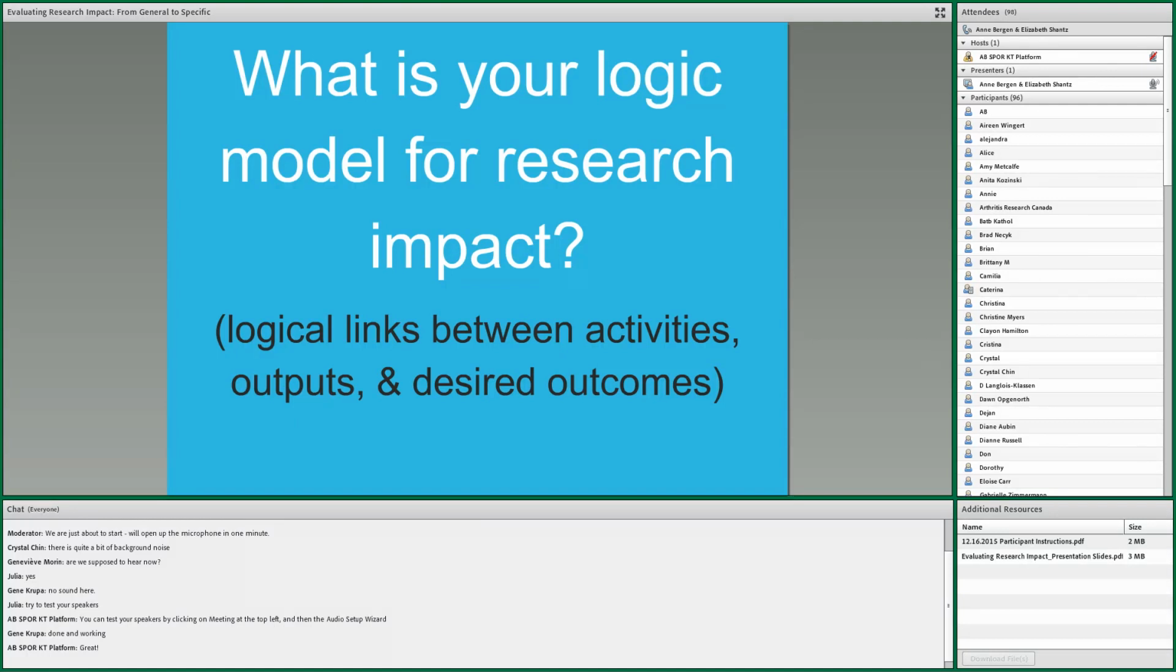So one way to start to bring all this together is to develop a logic model for research impact. In my own evaluation practice, I try to start with a logic model or theory of change to define the logical links between the activities and outputs and desired outcomes for the project.